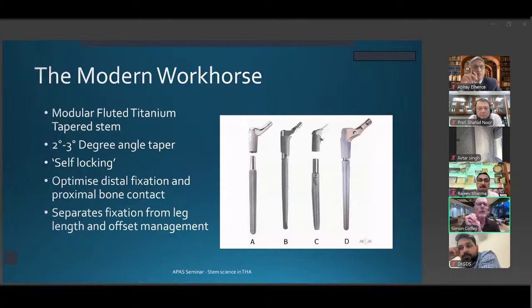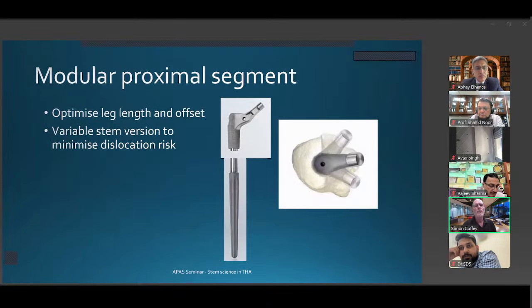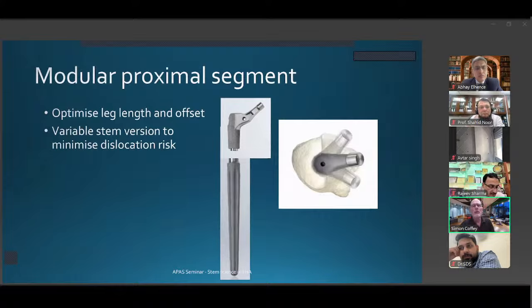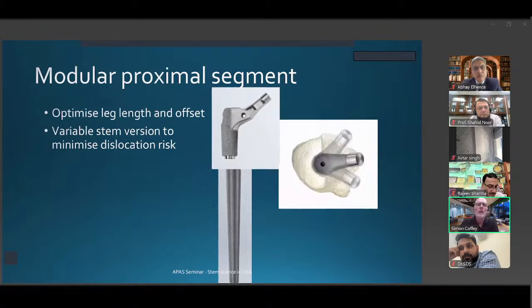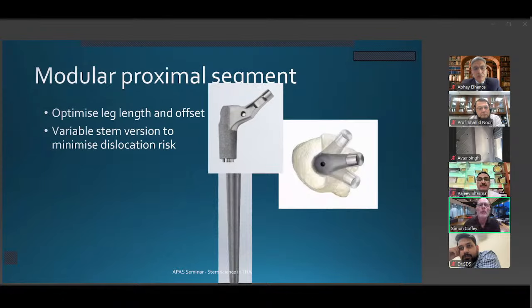So you get this optimal distal fixation, and then once you've separated the proximal and distal fixation, you can then optimize your proximal geometry, both to restore offset, get good bone contact, and restore length. So what we're really doing here with that modularity is separating fixation from leg length and offset management. And I think if we think about it in those terms, we'll understand the benefits of that modularity. So again, just reiterating the point that you can vary the distal fixation and separate it from proximal size and length, and you can also vary the version to reproduce a safe range of motion for the patient and hopefully reduce your risk of dislocation.